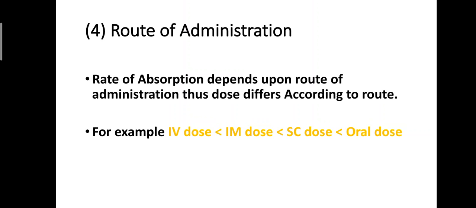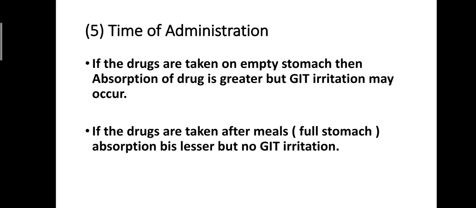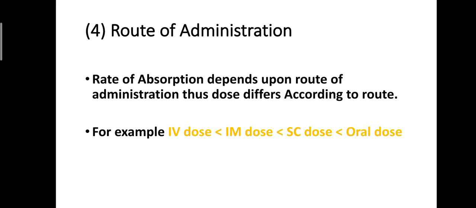Fourth factor, route of administration. Rate of absorption depends upon route of administration, thus dose differs according to route. For example, IV requires a small dose, intramuscular dose is higher than IV dose, then subcutaneous dose, and then oral dose. Oral dose requires a high dose because of degradation of drugs.